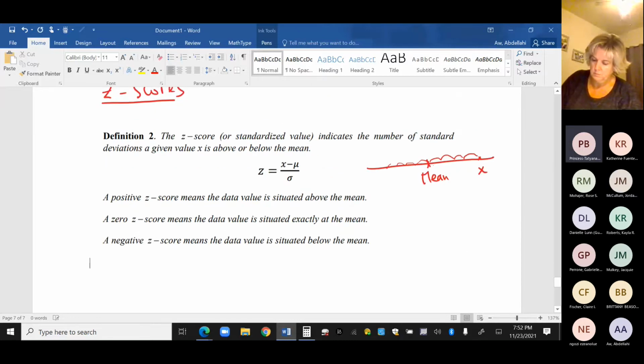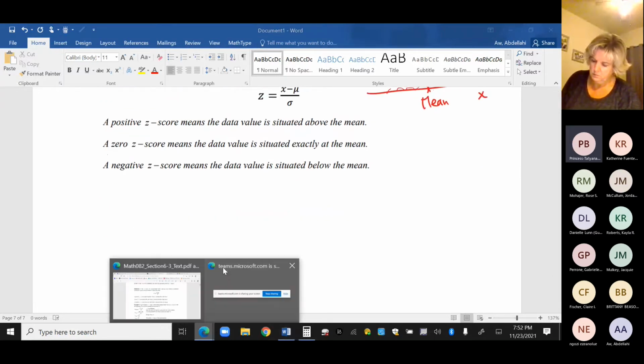So now, how to find the z-score? It's very easy. The z-score is of each data. So let me give an example right here.